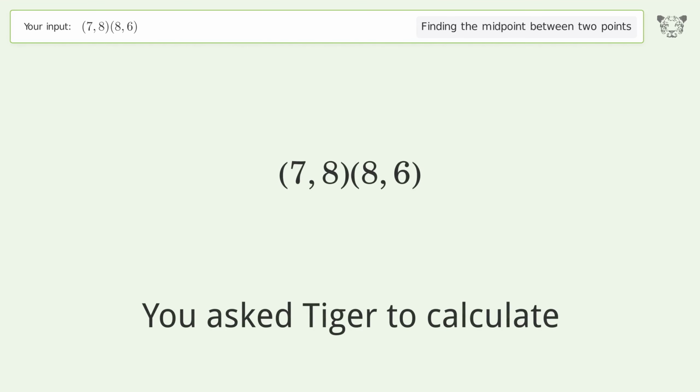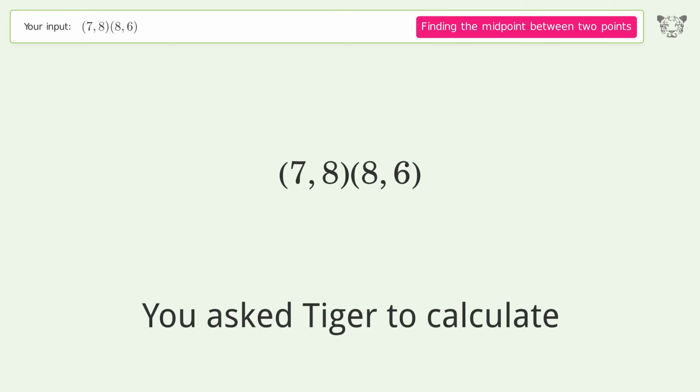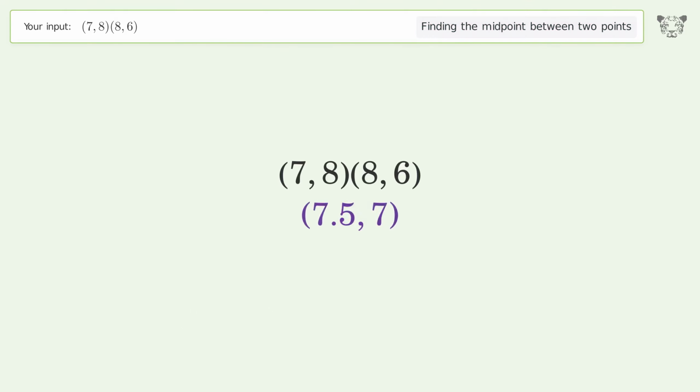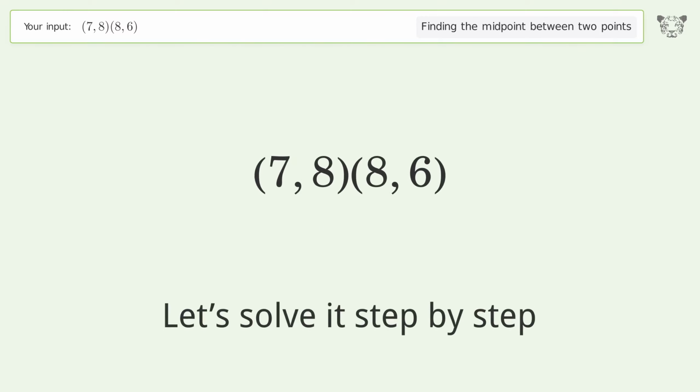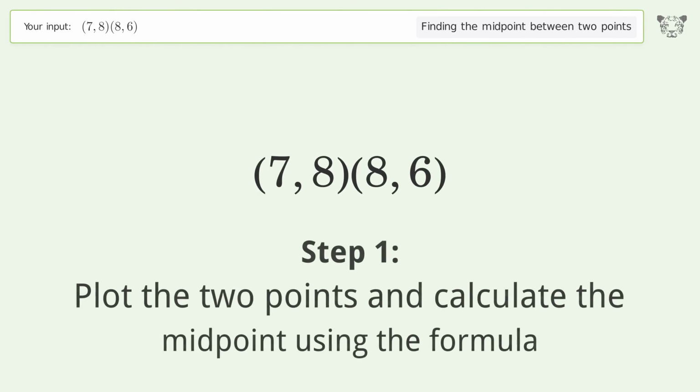You ask Tiger to calculate. This deals with finding the midpoint between 2 points. The midpoint between the 2 points is 7.57. Let's solve it step by step. Plot the 2 points and calculate the midpoint using the formula.